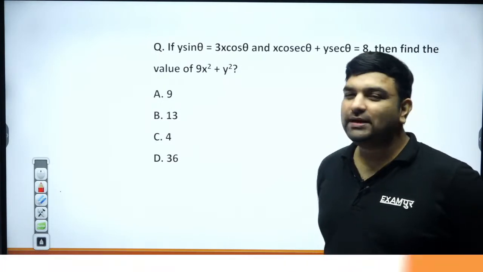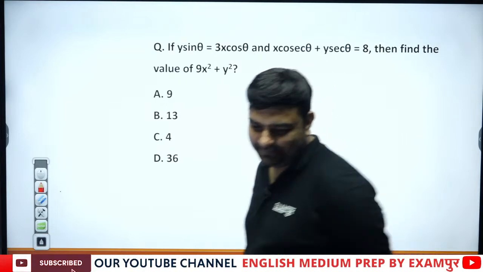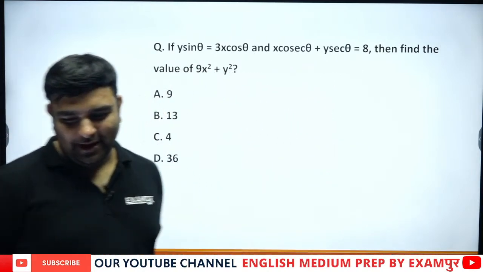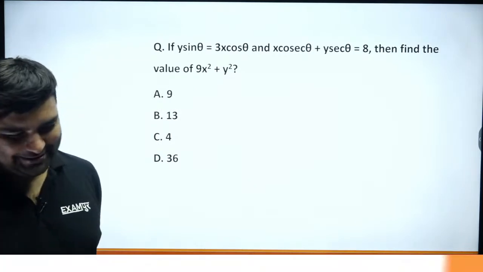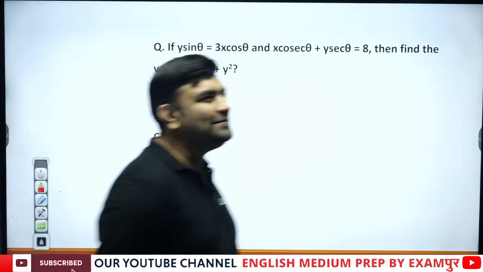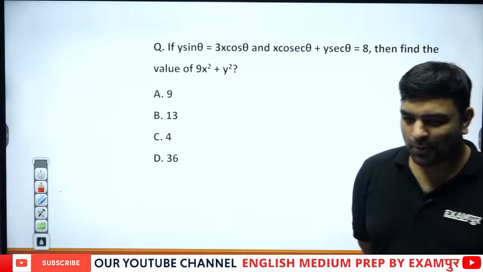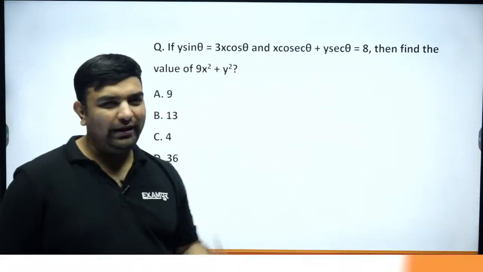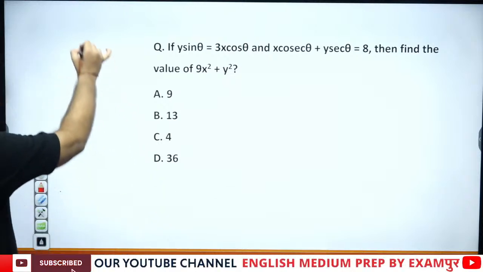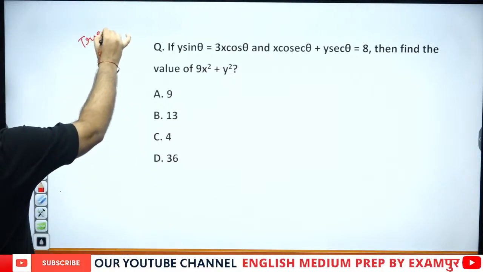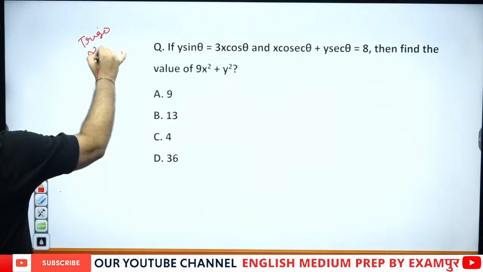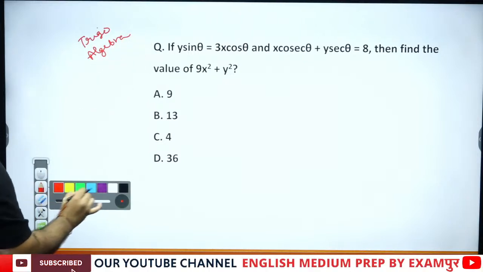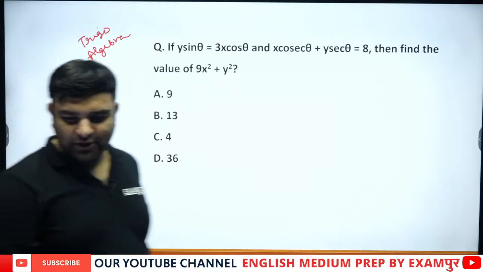Y sin theta is equal to 3x cos theta. X cosec theta plus y sec theta is equal to 8. What is 9x square plus y square? A mixture of trigo and algebra.